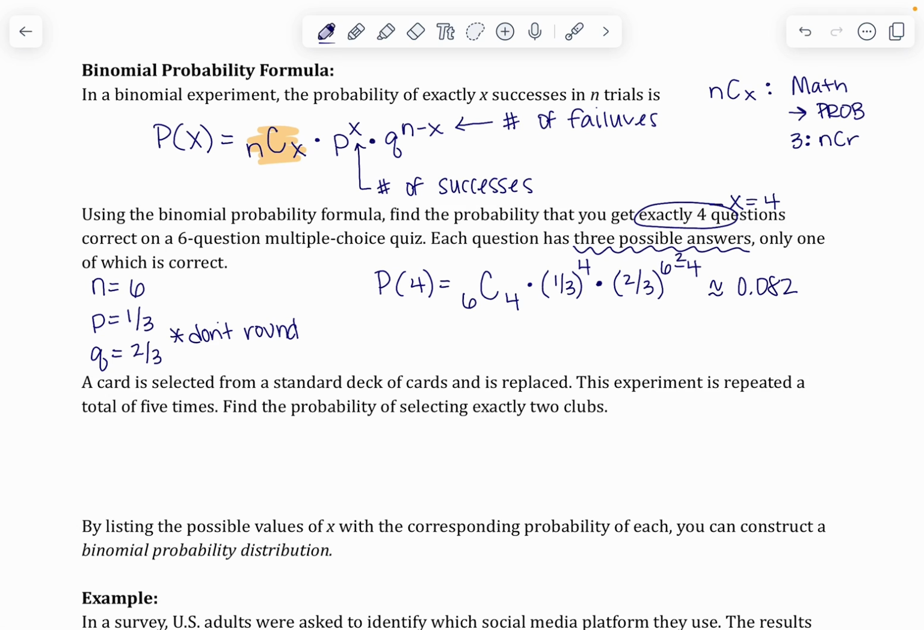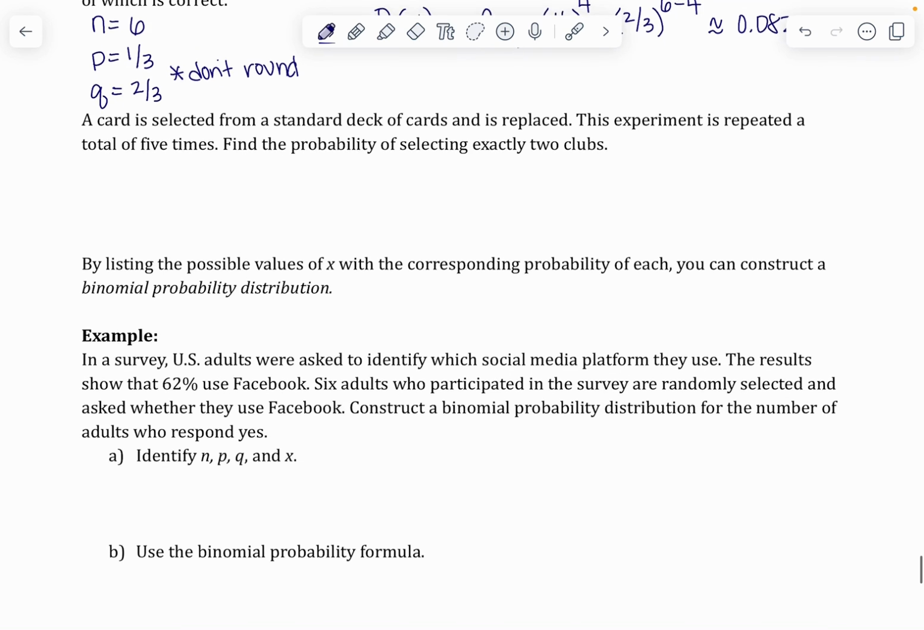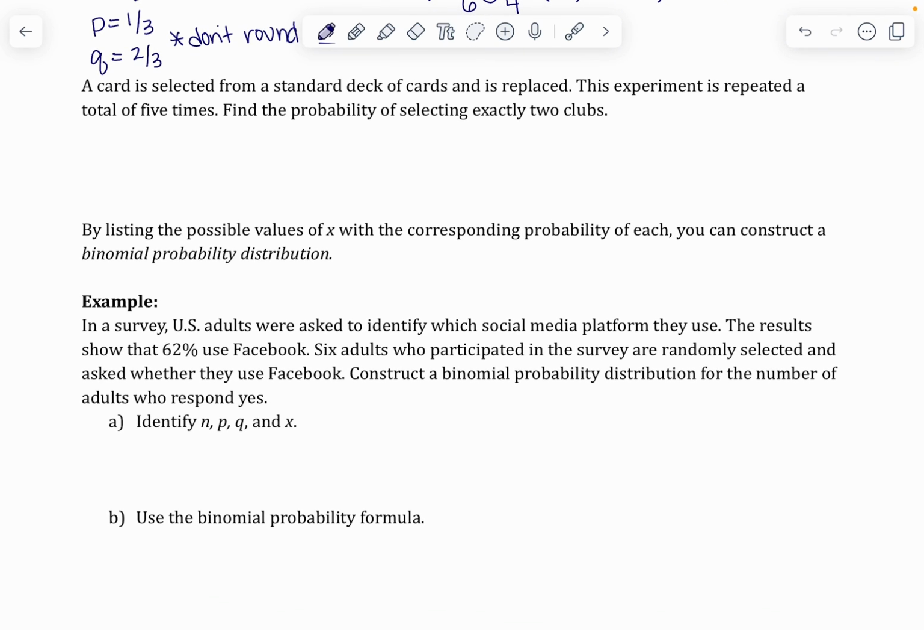Okay, trying our next one. A card is selected from a standard deck of cards and is replaced. This experiment is repeated a total of 5 times. Find the probability of selecting exactly 2 clubs. So our n, number of trials, is 5. Our probability of getting a club is 1 of the 4 suits. Our probability of not selecting a club is 3 out of 4. And we want to find the probability of exactly 2. So the probability of 2.